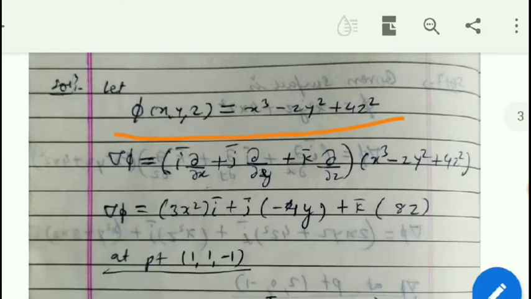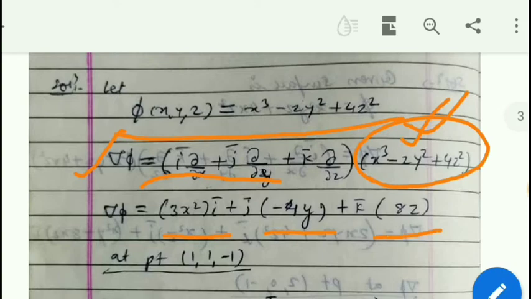So we are given that phi of x, y, z equals x cube minus 2y square plus 4z square. Now you are expert in calculating the value of del phi. Del phi means i bar del by del x plus j bar del by del y plus k bar del by del z into phi. So differentiate this function partially with respect to x, y, z. With respect to x it is 3x square i, with respect to y it is minus 4y, and with respect to z it is 8z.